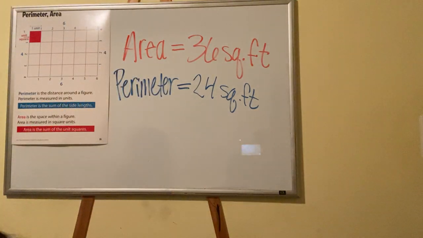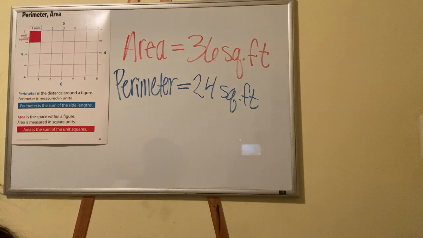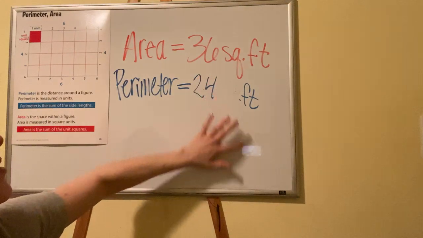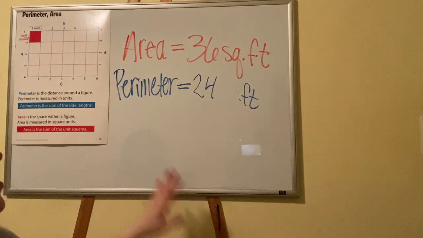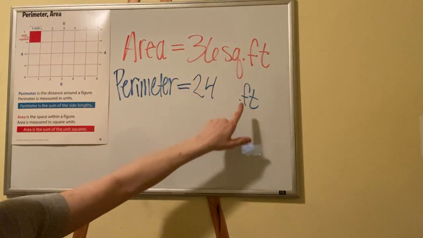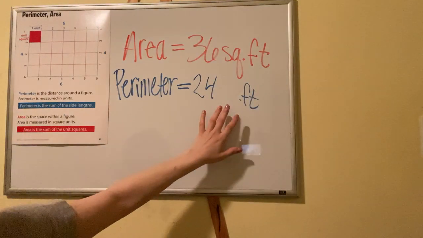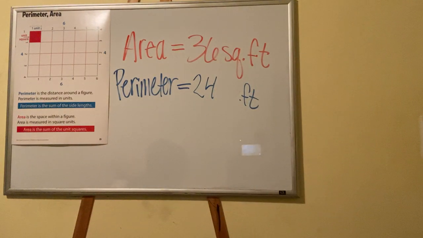The perimeter and area are different because perimeter is the distance around a figure and is measured in units. Area is the space within or inside a figure and is measured in square units. Actually, this is not square feet, sorry. 24 feet around. Square feet. Area is measured in square units. Perimeter is just measured in units. Okay.